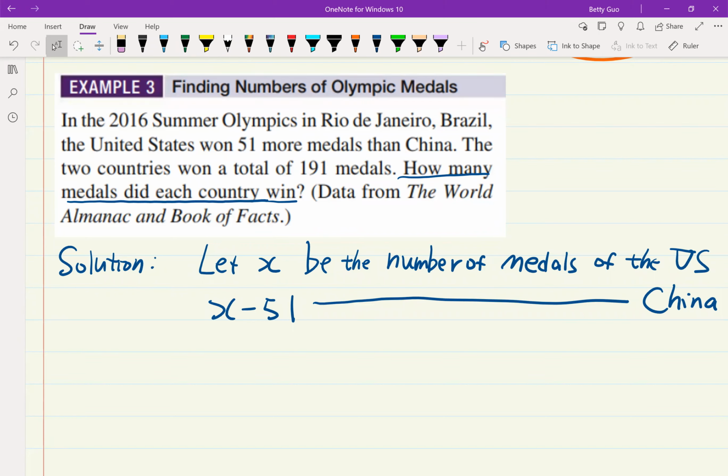In the 2016 Summer Olympics in Brazil, the US won 51 more medals than China. The two countries won a total of 191 medals. How many medals did each country win?